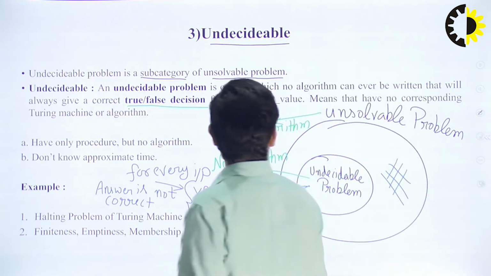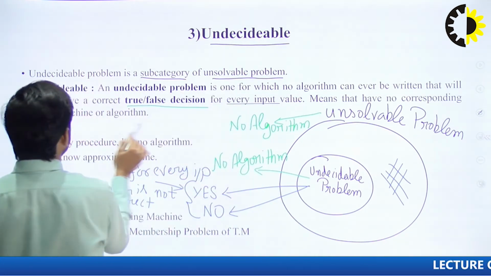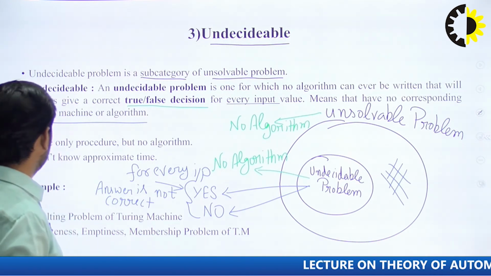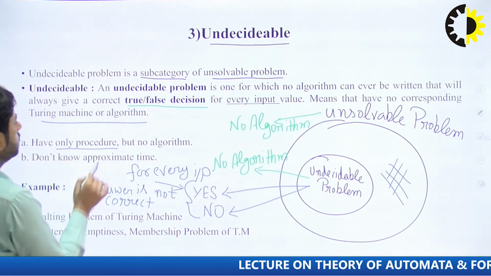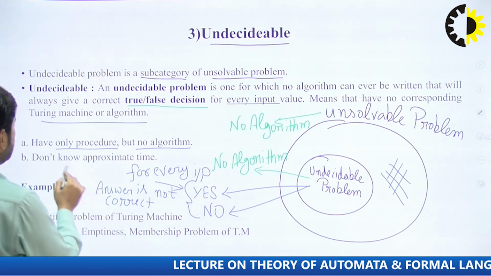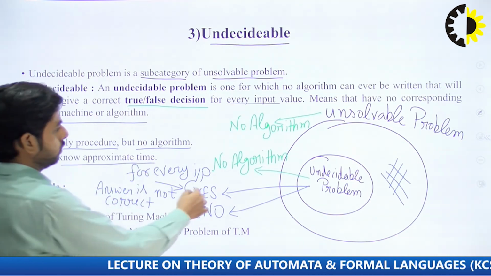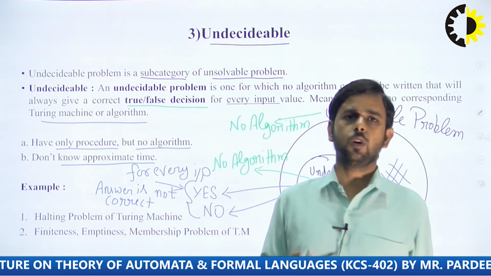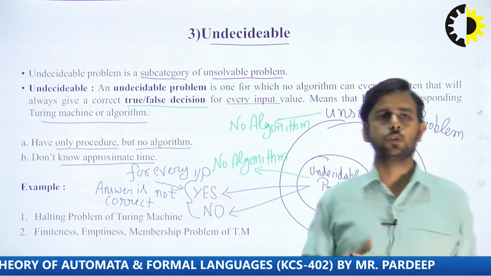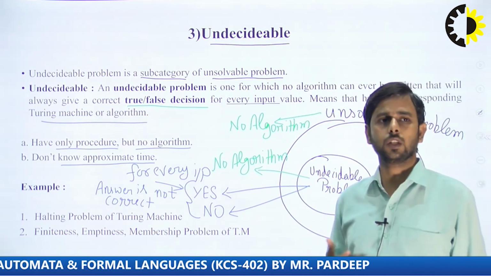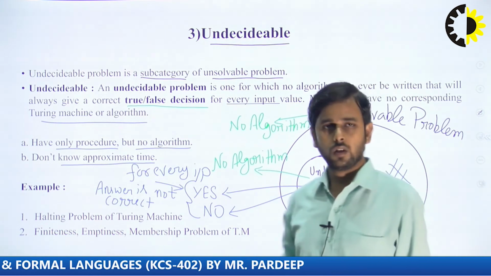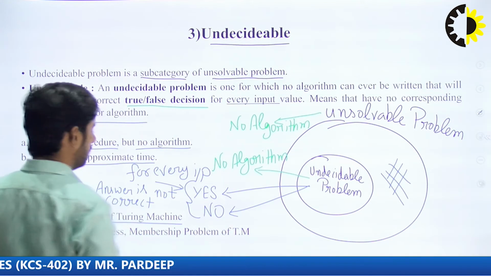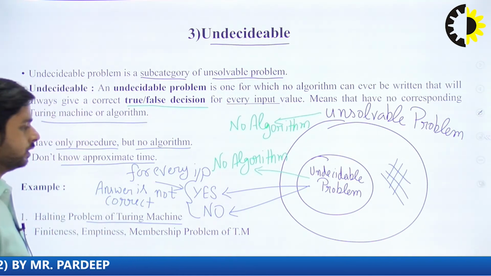It means there is no corresponding Turing machine or algorithm. These problems have only a procedure but no algorithm, and they don't have a known time. An undecidable problem keeps on running, and we don't know whether it will stop or not, or whether it will give the correct answer or not. So there is no time limit. For example, the halting problem of Turing machine is one example of an undecidable problem.